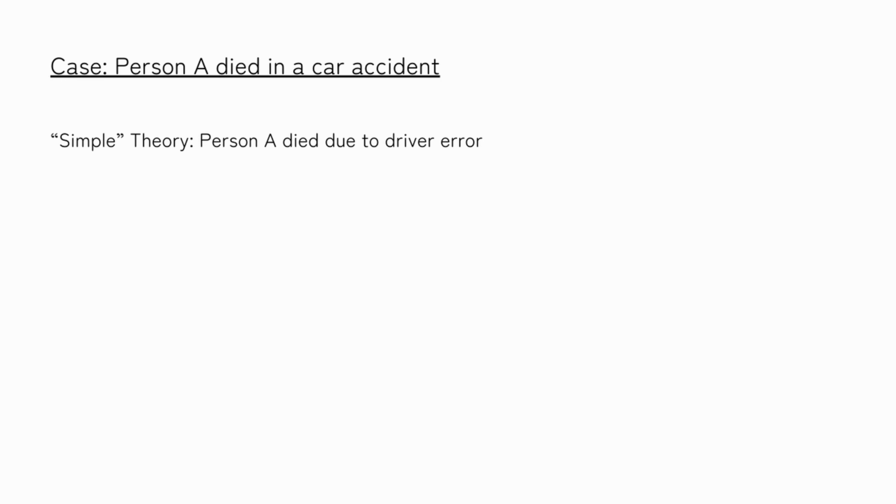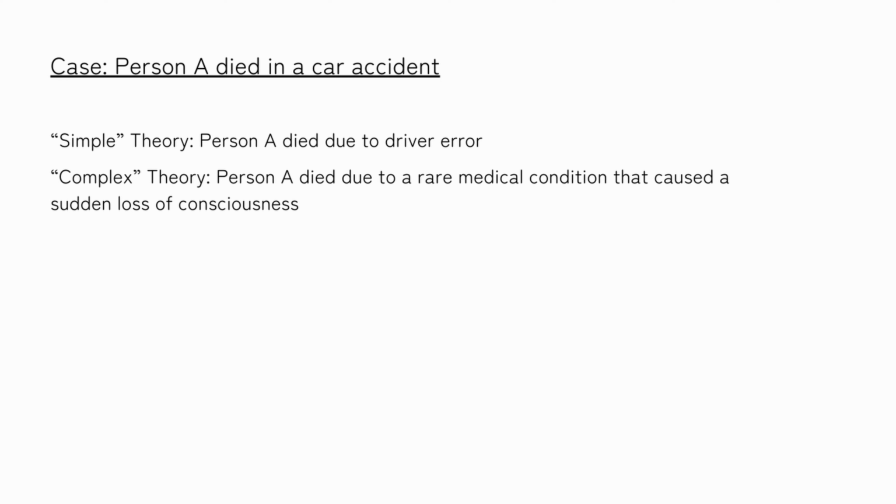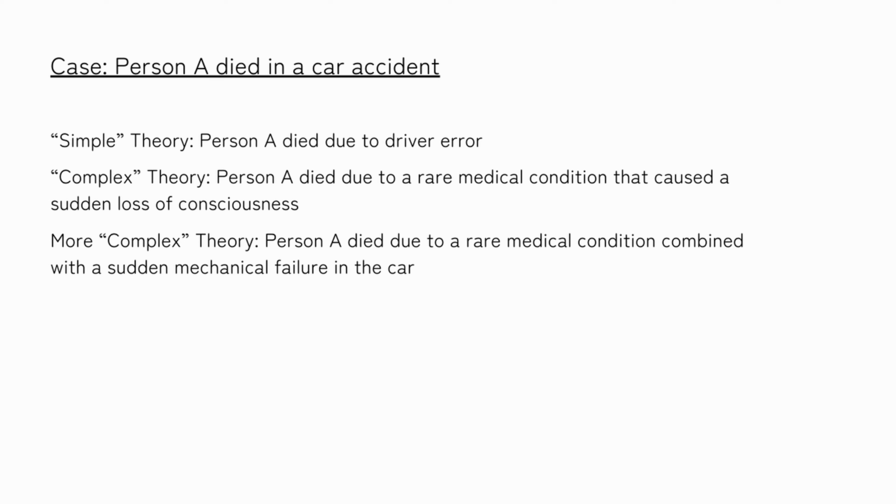Consider the case of a person A who died in a car accident. The simple solution would be that the person A died due to the driver error. The more complex solution would be person A died due to a rare medical condition that caused a sudden loss of consciousness. And an even more complex solution would be person A died due to a rare medical condition combined with a sudden mechanical failure in the car.